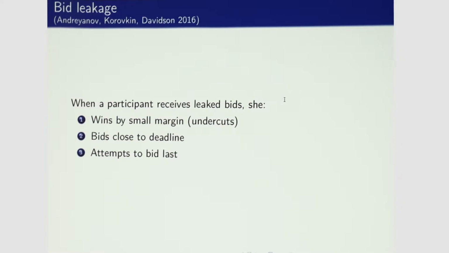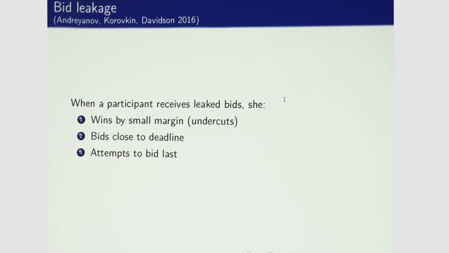So I want to emphasize these three patterns of bid leakage, like three kinds of traces that bid leakage leaves in the data. One is undercutting, when the winner wins by a very small margin, and the other two are that the bidder tries to grasp all the other bids, so the unfair bidder bids in the end, and tries to bid last. And these are formulated by Ivanov, Korovkin, and Davidson. It's probably also that all these three patterns have to be in place in order to say that, yeah.